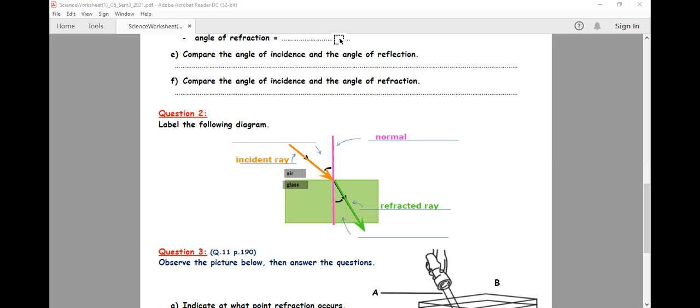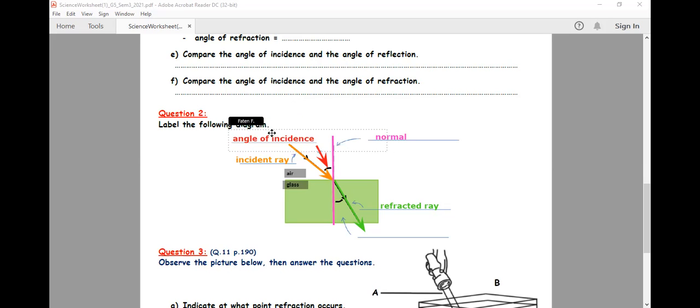We're going to talk about the angles. Here we have this angle. Which angle is this? Incident. Bravo. It's the angle of incidence. It is the angle of incidence.